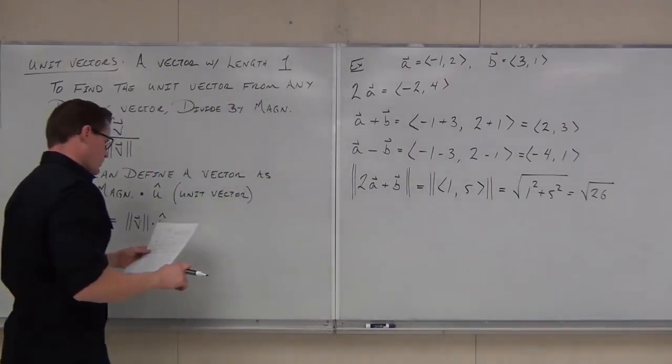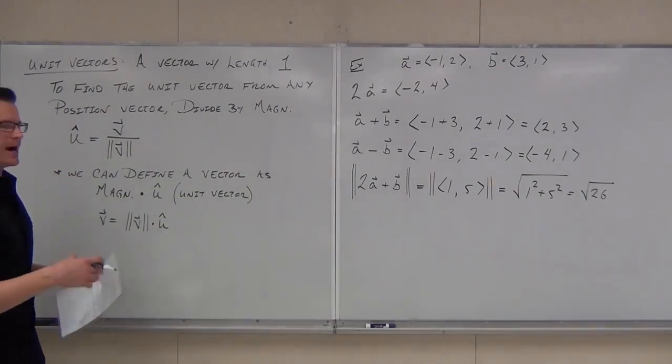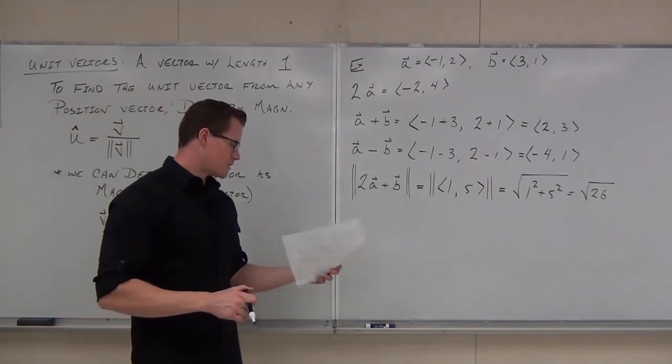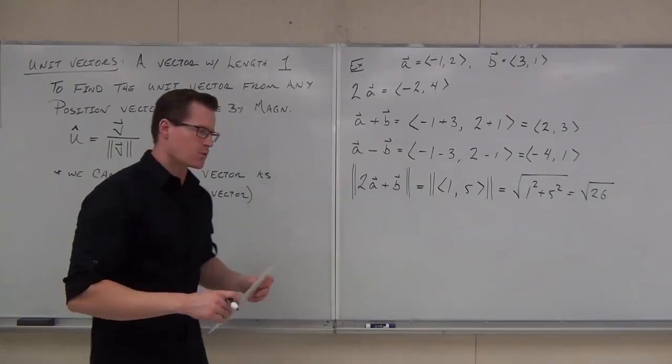So we're going to try just one of them. I just want to do one example here about how to find a unit vector. We'll talk about these things called standard basis vectors. Let's see where we're at there.